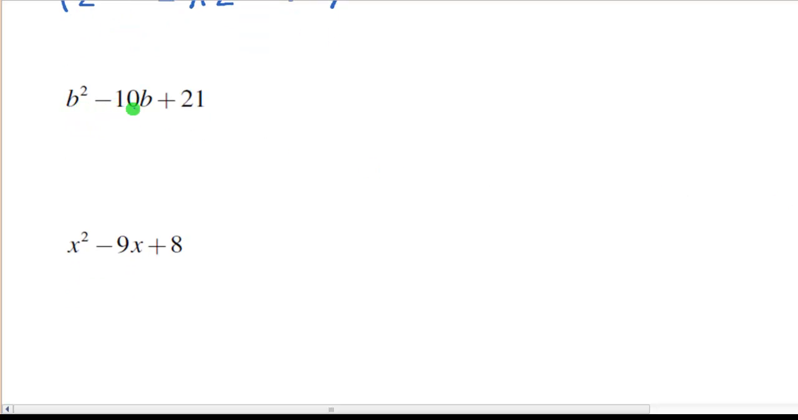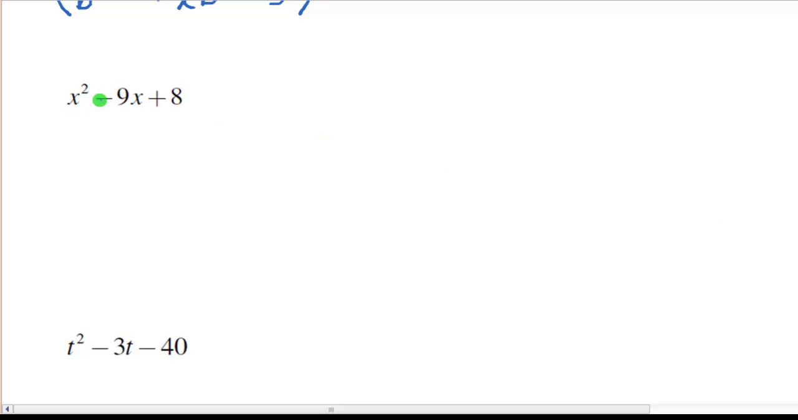Here we have b squared minus 10b plus 21. So again, we're going to have a b and a b. And now we want to multiply to a positive 21 and add up to a negative 10. So our middle signs are negatives because those multiply to positive but add up to a negative. And 21, to get a 10, that's 7 and 3. So negative 7b minus 3b is our negative 10b. Negative 7 times negative 3 is positive 21. So those are our binomials.